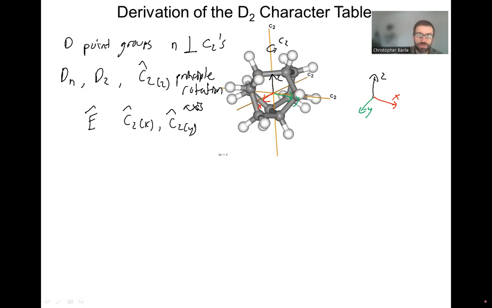If you're asked to derive these character tables, the fastest way is just to look at patterns. So I would just look through all the character tables and know, hey, with the Dn point groups, rotations that are on different axes, like C2x or C2y, have to be in separate classes. Okay, for this reason.